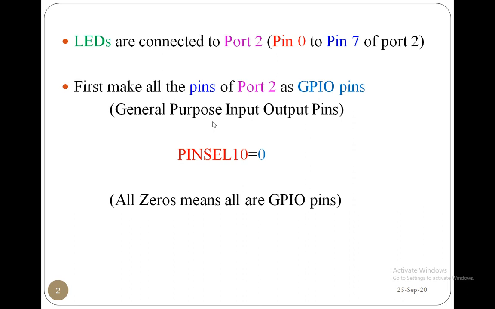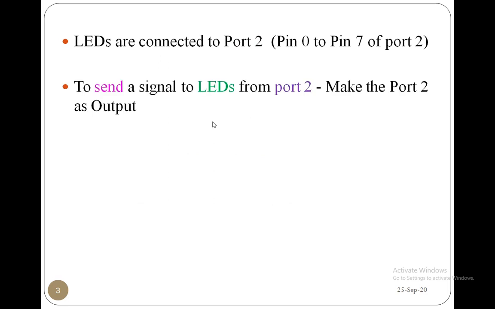Now the next thing is, our aim is to glow the LEDs, that is, to pass some signal from the processor to the LEDs. That's why I am making pin 0 to pin 7 of port 2 output pins. Why? Because I am sending a signal from the processor to the LEDs through pin 0 to pin 7. So to send a signal to the LEDs from port 2, make port 2 an output. How are we going to select port 2 as an output?